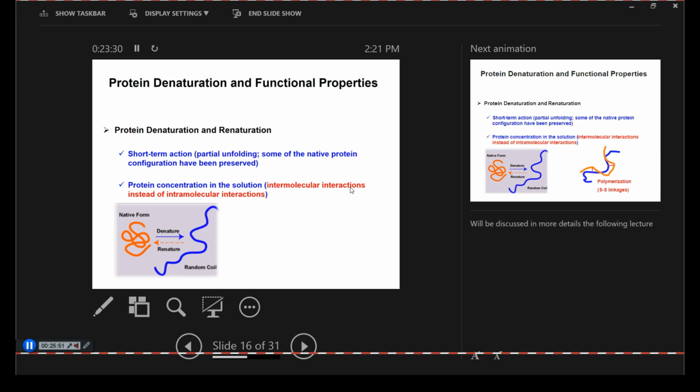So forget about the elastic, think about the protein. If I heat the protein for an extended period of time, or if I subject the protein to low acid for an extended period of time, or high acidity, high alkalinity for an extended period of time, then you're most likely causing irreversible denaturation.